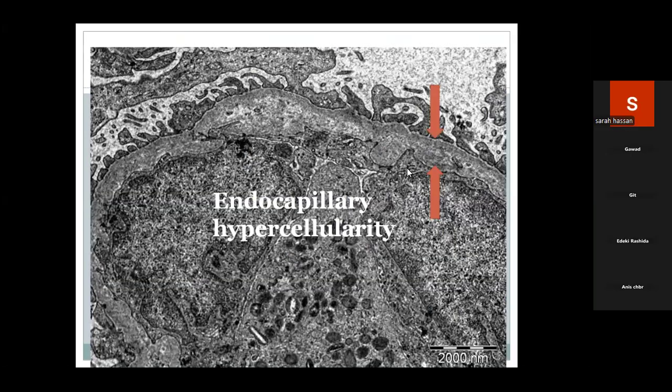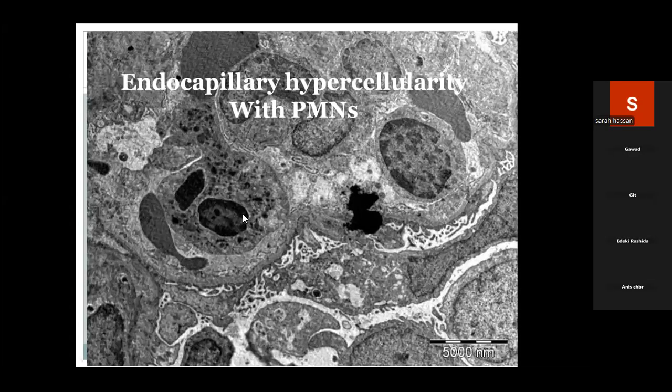Okay, that's the classic MPGN with the mesangial hypercellularity and the glomerular basement membrane double contouring. And the electron microscopic picture of the glomerular basement membrane double contouring and the endocapillary hypercellularity, and the lumen, as we see here, is no more patent. It's filled with cells. Some of them are inflammatory cells and some are the proliferating endothelial cells. Again, endocapillary hypercellularity with polymorphs, as we can see here.